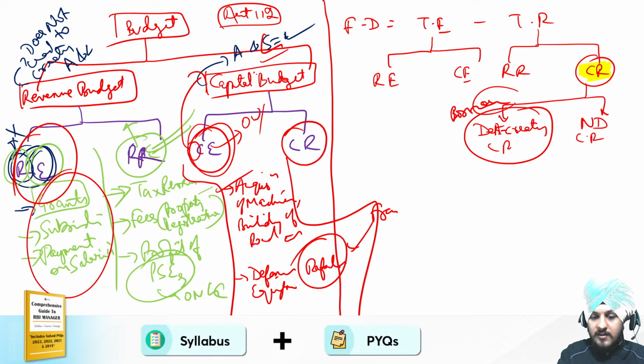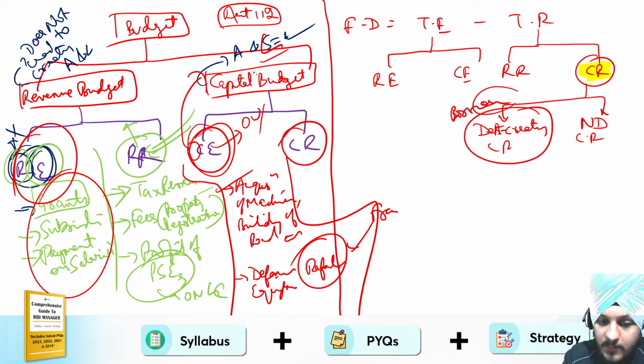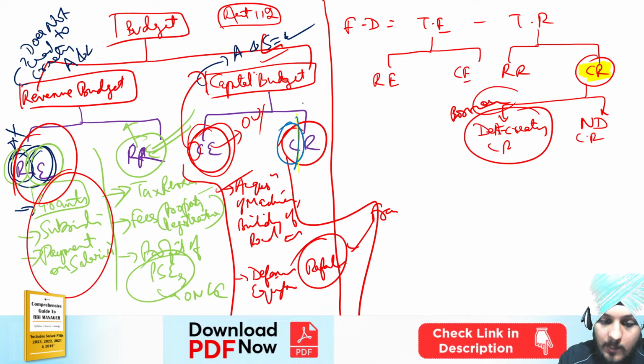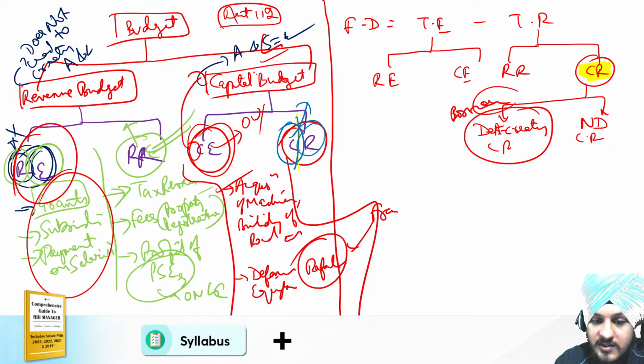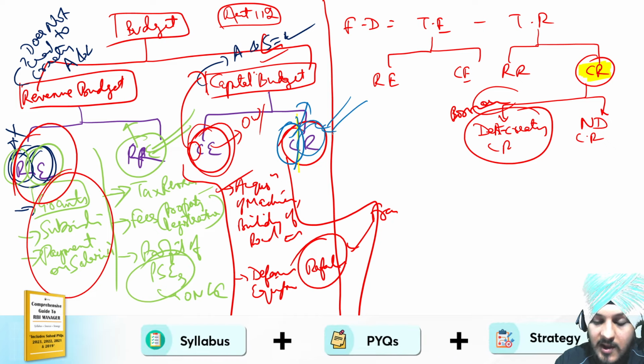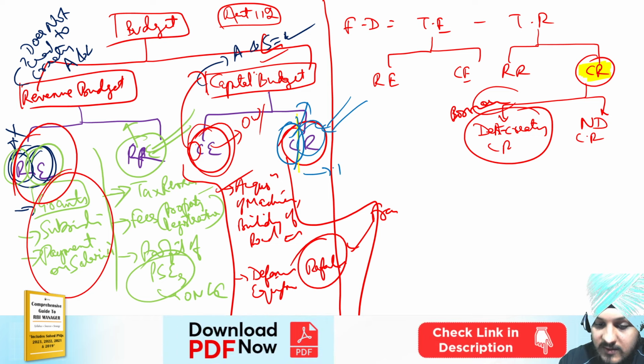The next is the capital receipt. Let's talk about the capital receipts. If we break down this term again, capital means the creation of assets and liabilities. So what does the receipt mean? The inflow of money. And what could be an example of such receipts that lead to the creation of liabilities for the government, such as the disinvestment?